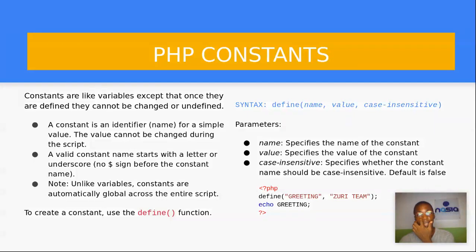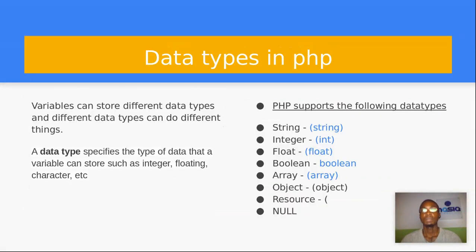Constants in PHP, and we defined constants as variables that are defined and cannot be redefined, or their values cannot be modified again. And we saw the syntax and we did some basic examples, right? In this tutorial, we are going to take a little dive into what data types are in PHP.